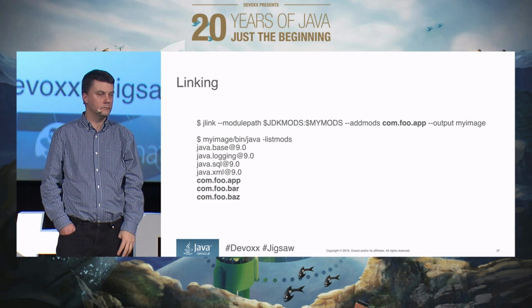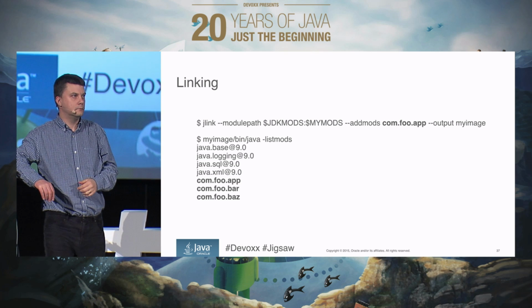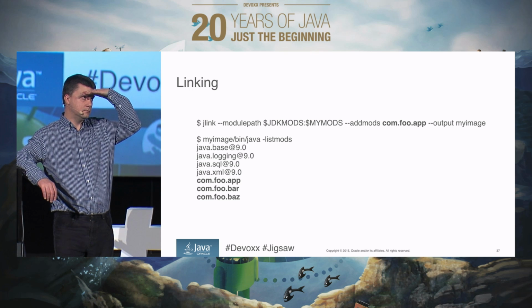What if the same class exists in multiple modules? Well, then you better hope they don't talk to each other. If they do, the module system will refuse to configure that. Right.